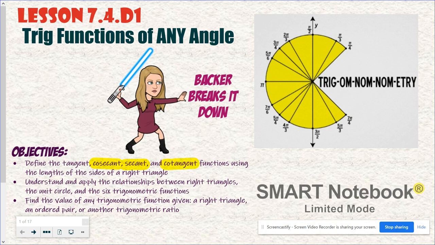And so what I want us to be able to do is find exact values for any of our 6 trig functions, given either a right triangle, a point on the terminal side of an angle, or even another trig ratio. But cosecant, secant, and cotangent.